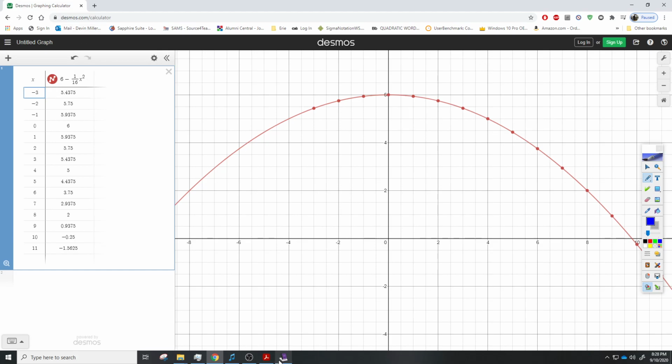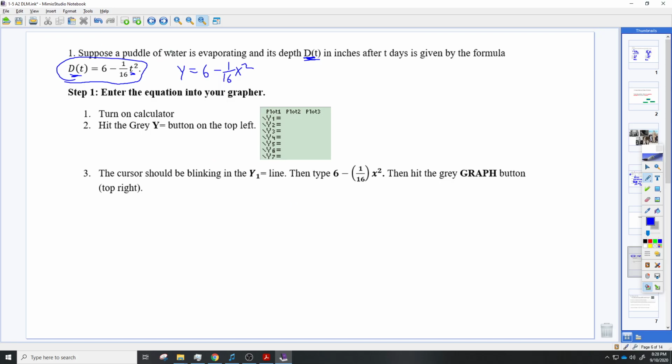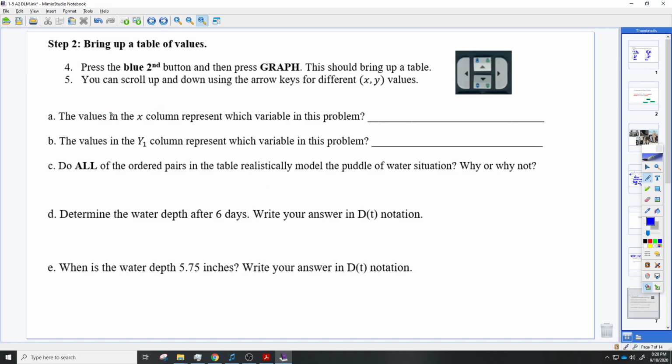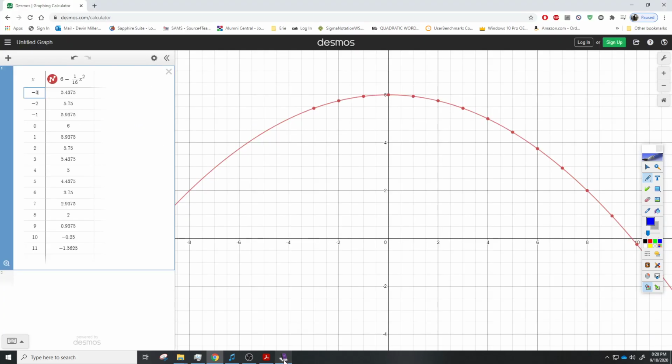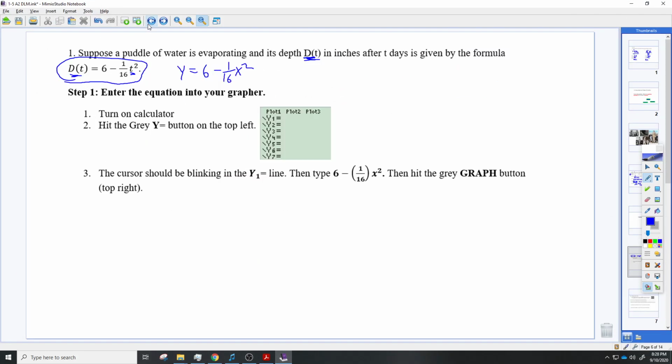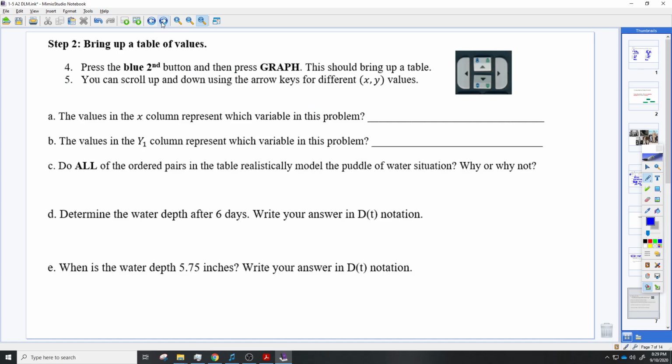And then we're going to answer some questions on the notes. So we can skip most of the stuff here. We're going to go down here. The values in the x column represent which variable in this problem? So these values here, what do they represent? Well, if we go back to what we changed it from, x was originally t. So let's write that. They represent t for days.